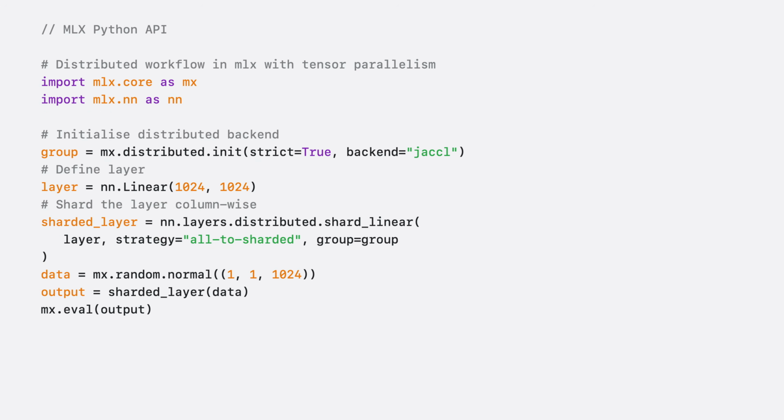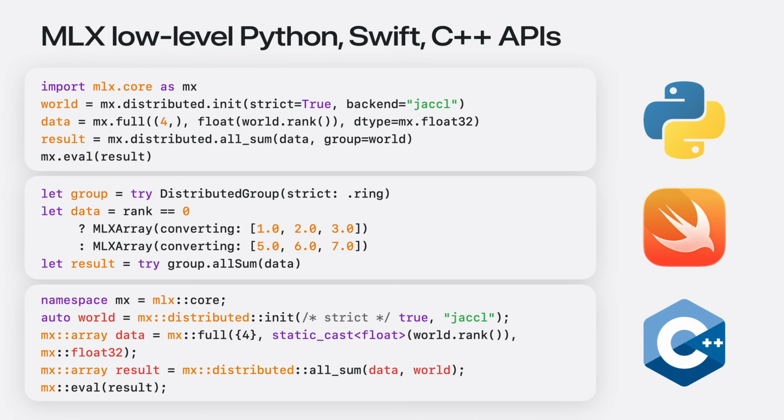To have more control over the model and its sharding, we can use low-level primitives from MLX itself. For example, after defining a simple linear layer, we can shard it with tensor parallelism using shard linear function. You can even control basic distributed operations like all reduce. In Python, Swift, or C++, after initializing the distributed group via JACCL, we perform a collective distributed sum across all ranks for our tensor using corresponding MLX primitives.